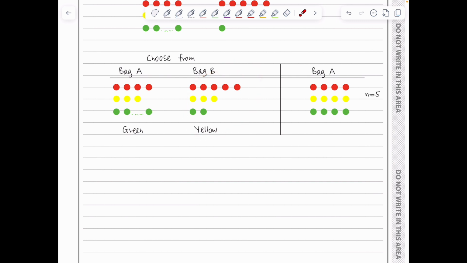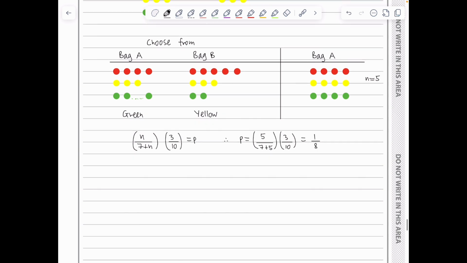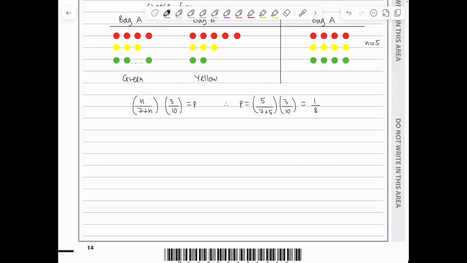Now we had N green balls initially, so N over the total of 7 plus N, because we had a total of 7 plus N balls in bag A, times the probability of picking a yellow, which is 3 over 10, being equal to P. Now we have found N to be 5 in this case, so P is equal to 5 over 7 plus 5 times 3 over 10. Now if we do the calculation here, we get that P is 1 over 8. So this is one of the possible scenarios: N is 5 and P is 1 over 8.